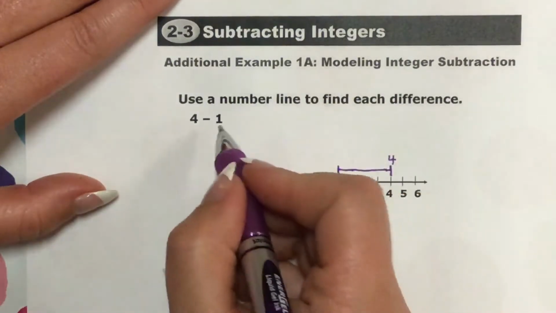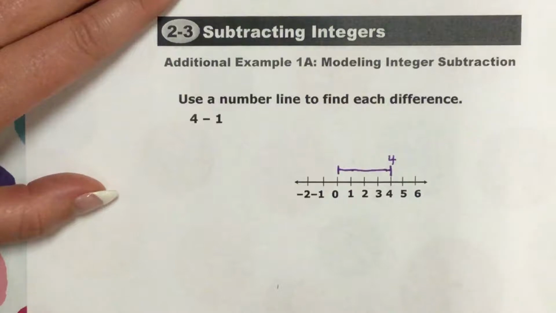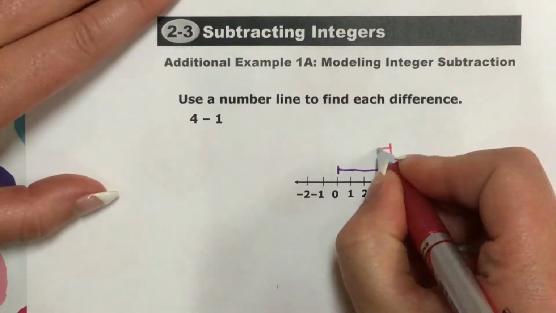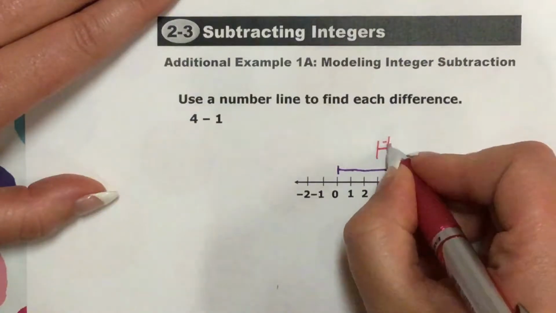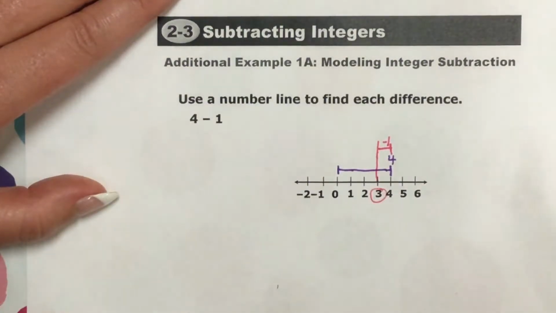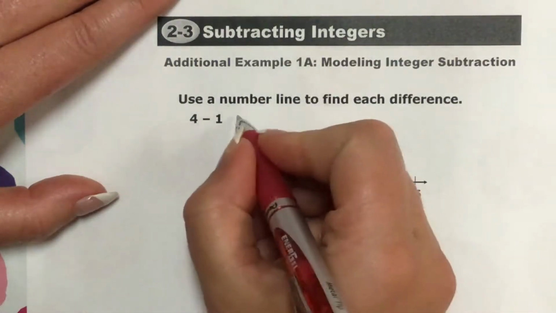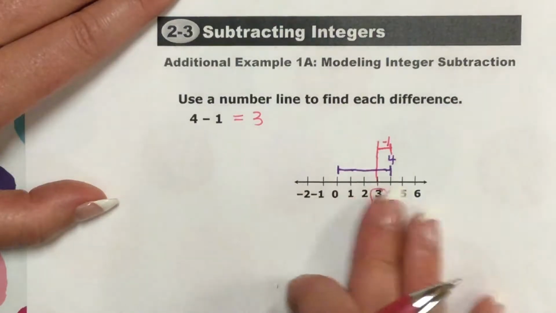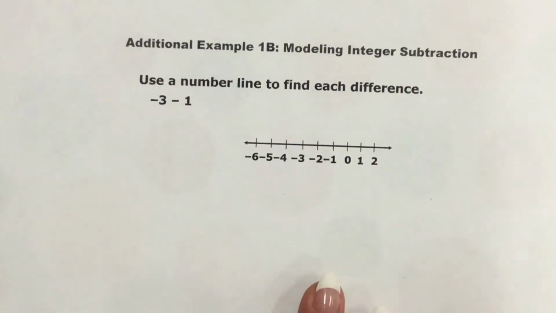And then we're just going to subtract 1. So we're going to go from 4 and go 1 this way. So that is the -1. And where are we at? We are at 3. Okay, so that's how you model it. 4 minus 1 is 3. And so we all know that, but what we're practicing right here is the model. So here we go. Let's go ahead and try the next example, 1b.